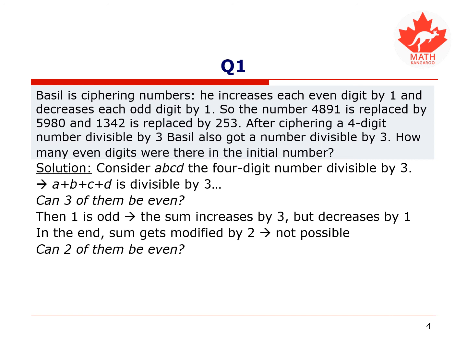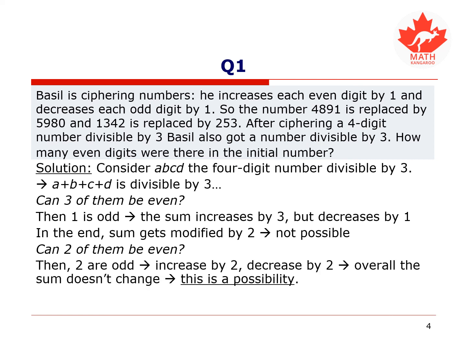Can 2 of the digits be even? What would that look like? 2 even digits, 2 odd digits. Each even digit increases by 1, so we're increasing by 2, but we're also decreasing by 2, 1 for each odd digit. Overall, the sum won't change. This is a distinct possibility.